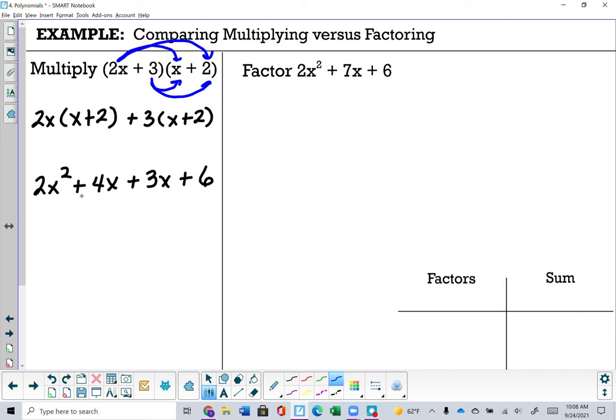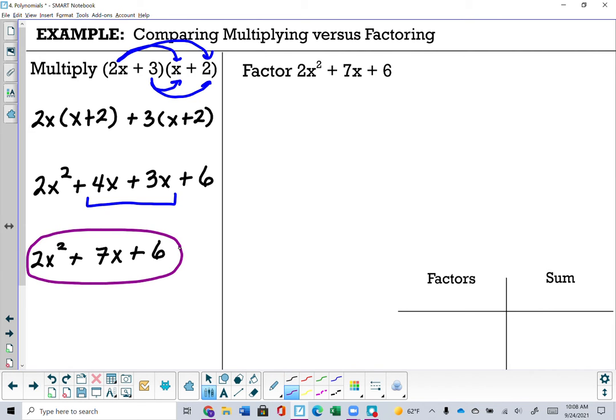And then if you combine your like terms, which is 3x and 4x, you end up with 2x squared plus 7x plus 6. And this 2x squared plus 7x plus 6, this is a quadratic. Now, how would we reverse this? Okay, that's the question. How would we unmultiply this? And that is going to be the basis of this lesson, this idea of factoring these quadratics, which we're going to do with a method called the AC method.